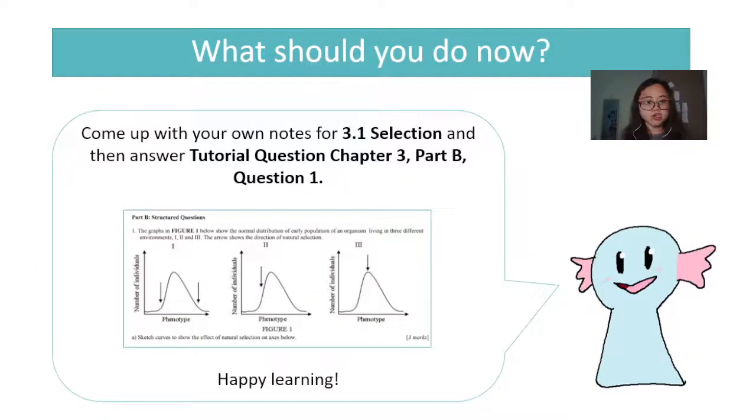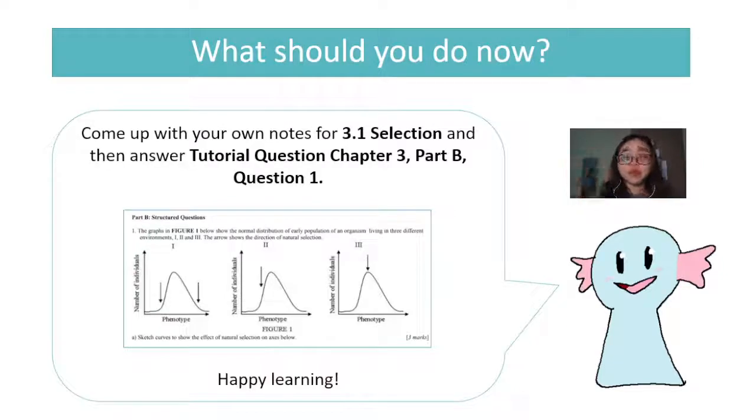So, what should you do now? Well, come up with your own notes, of course, and then after you're done making your own notes, please answer the tutorial questions for Chapter 3, Part B, Question 1, and we'll discuss them when we have the tutorial discussion. That's all for this lesson.